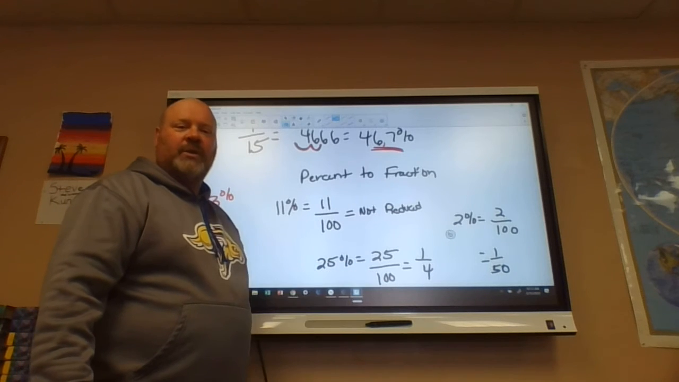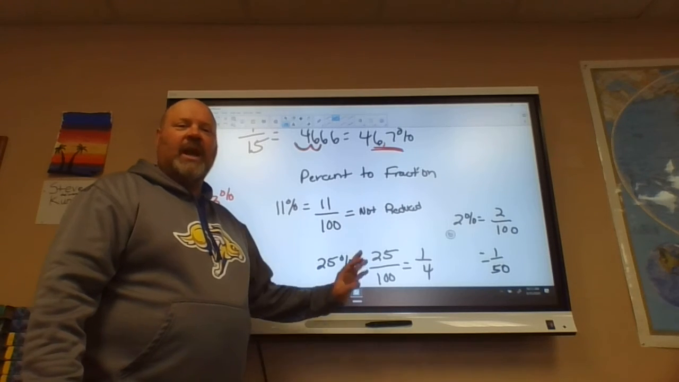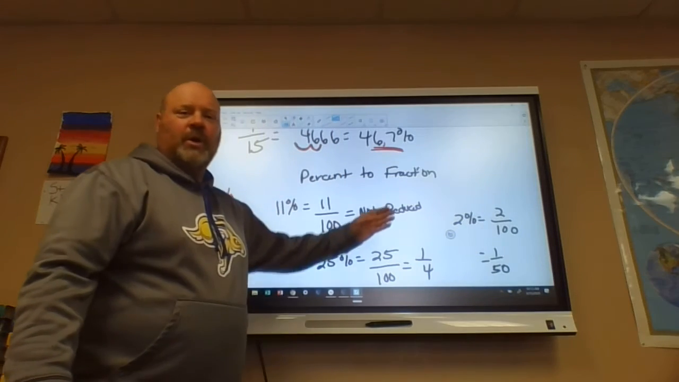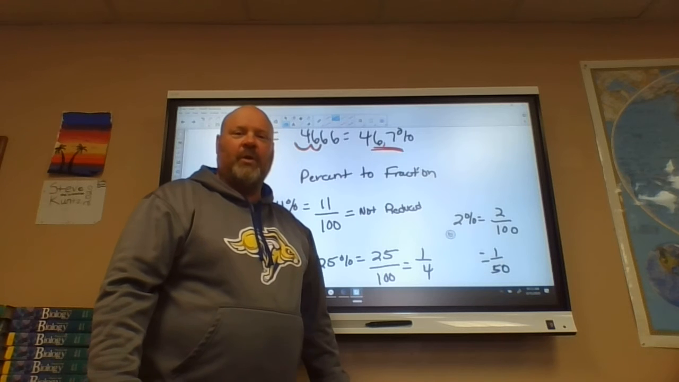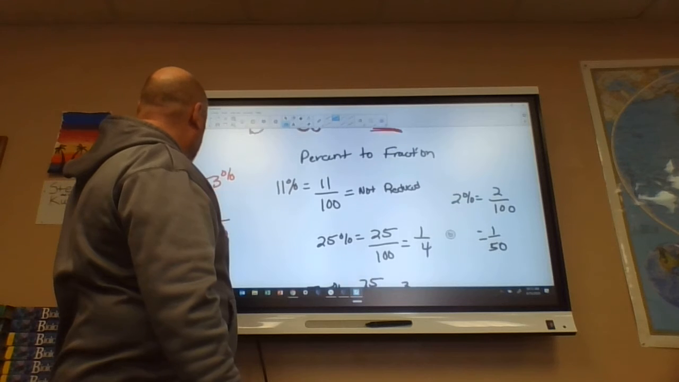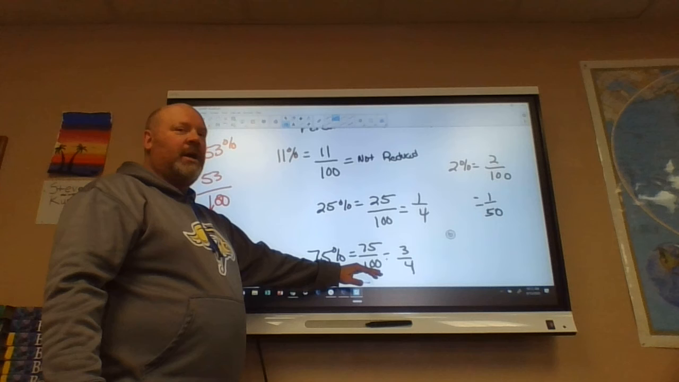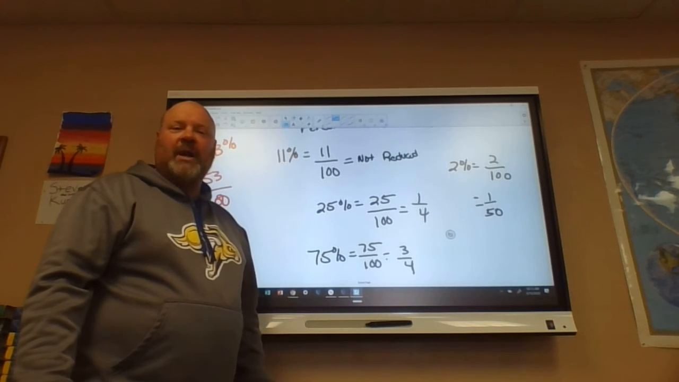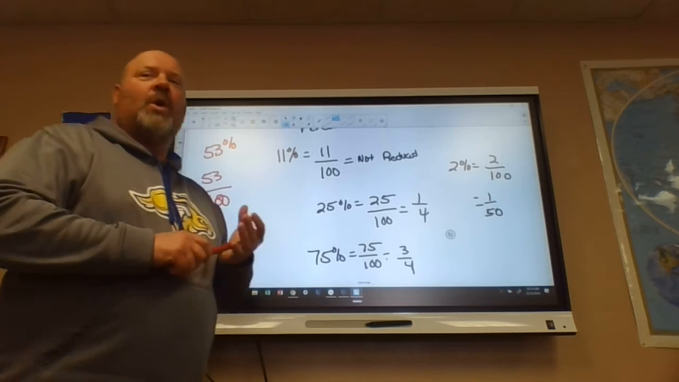Now that can be reduced. That can be reduced down to 1/4. Okay, so you have to do the reduction on that. 2% is 2 over 100. Well, 2 goes into 100, right? One time. So we reduce it to a fraction of 1 over 50. Okay? Another example is 75%. 75 over 100. Divide them both by 25, and you have 3/4. That's your reduced fraction.